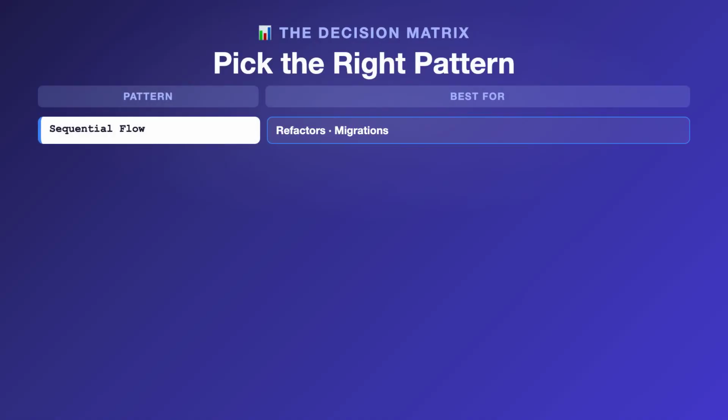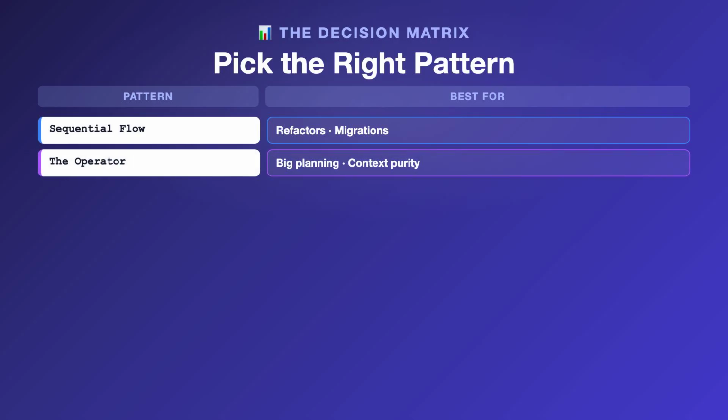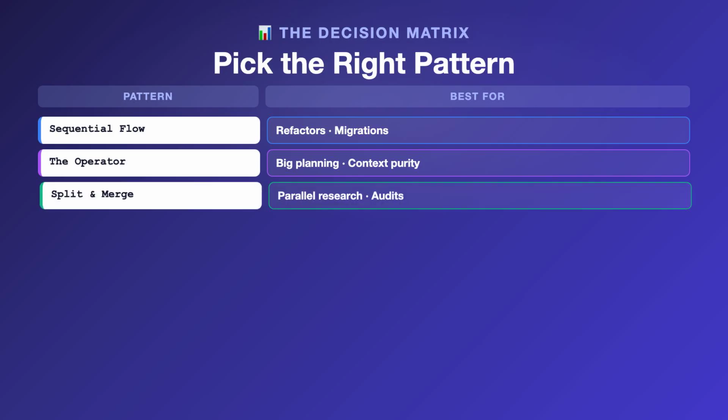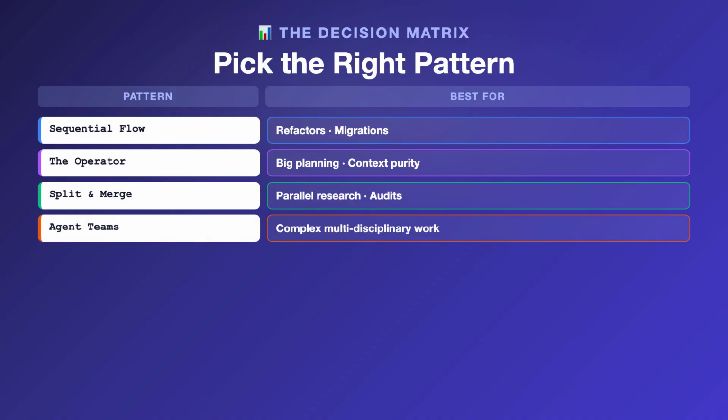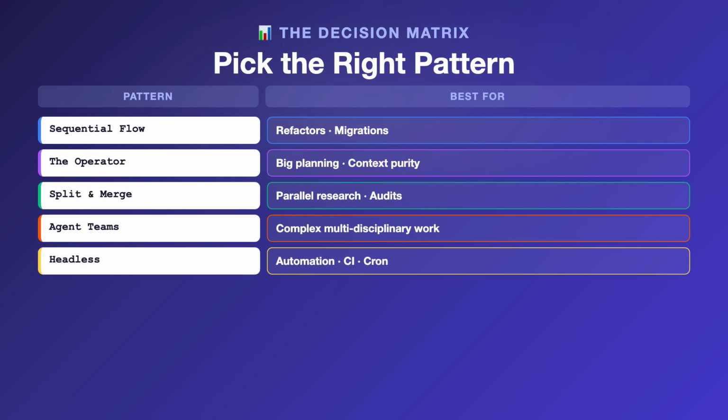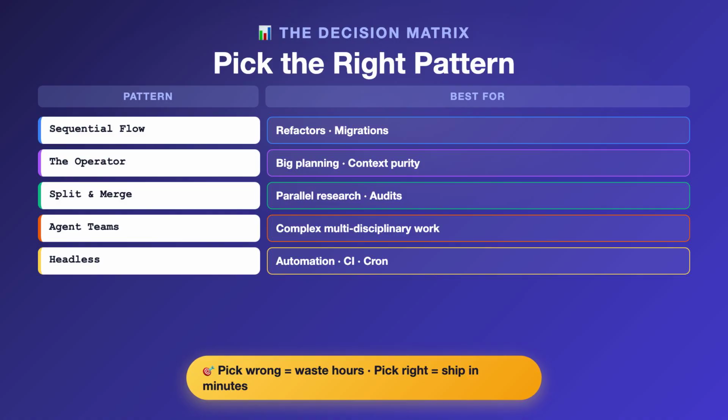Now here's the decision matrix. Sequential flow is best for refactors and migrations. Predictable, ordered work. The operator is best for big planning sessions where context purity matters more than speed. Split and merge is best for parallel research and audits. Anything where the chunks are independent. Agent teams is best for complex multidisciplinary features when you need a full virtual dev team. And Headless is best for automation, CI, cron, anything where you want Claude running on autopilot.